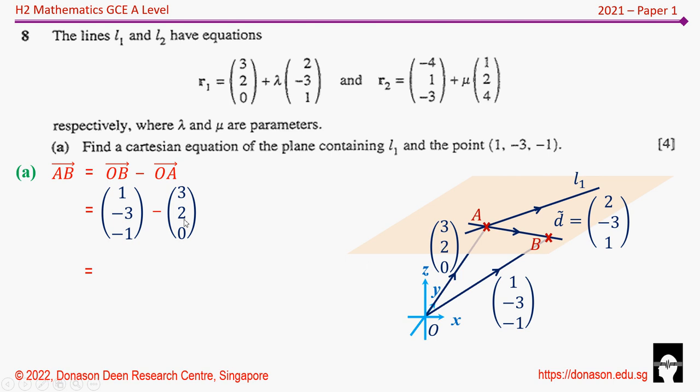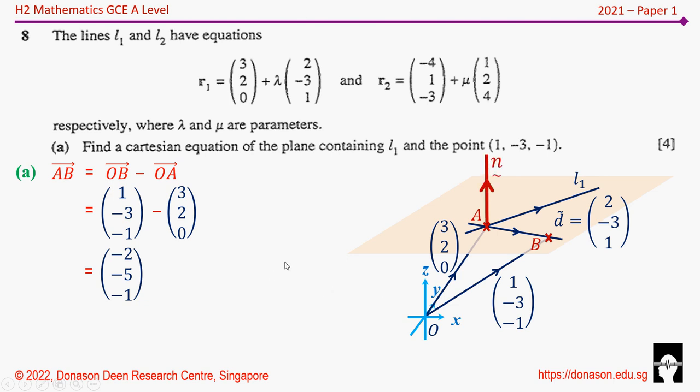There we have it, and let us simplify. 1 minus 3 gives us -2. -3 minus 2 gives us -5, and -1 minus 0 gives us simply -1. So the vector AB is (-2, -5, -1). Now we have two vectors lying on the plane. So how do we find the normal vector? Of course, we can take the cross product of AB and the direction vector of the line, and if we take the cross product between these two vectors, we end up getting the normal vector.